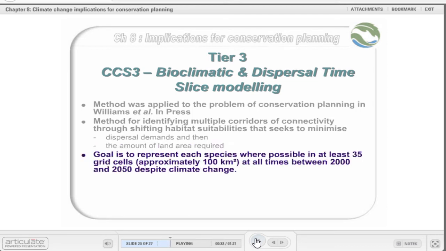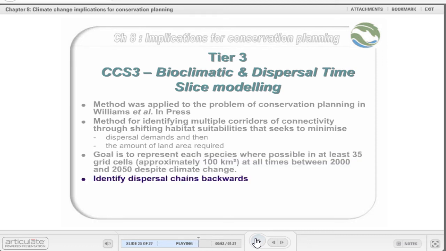The ultimate goal is to represent each species, wherever possible, in at least 35 grid cells, each of which is approximately 100 square kilometers in size, at all times between 2000 and 2050, despite the shifting of the climate. This is done by identifying the species dispersal chain backwards from feasible areas of survival in 2050 to current distributions. A heuristic algorithm in the World Map package was used, and it selected only viable habitats within a specified distance of the population. This is all explained graphically in the following slide.